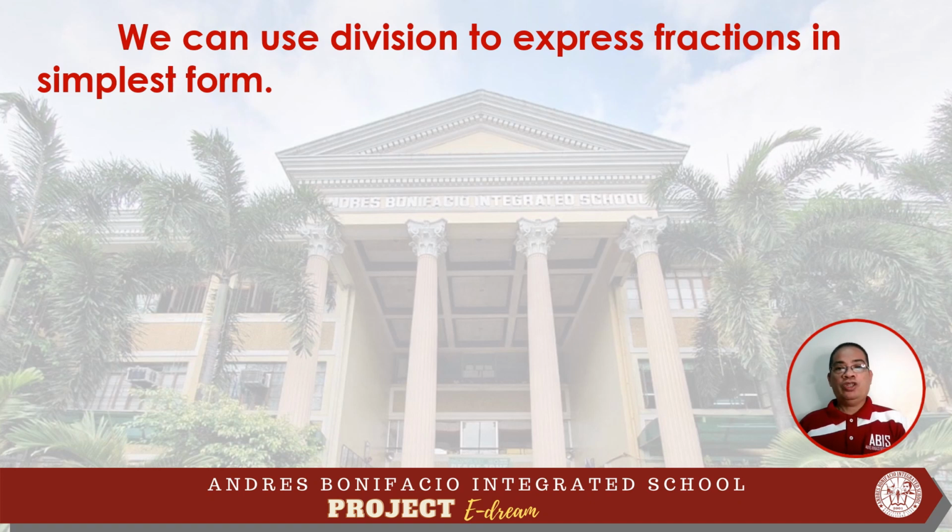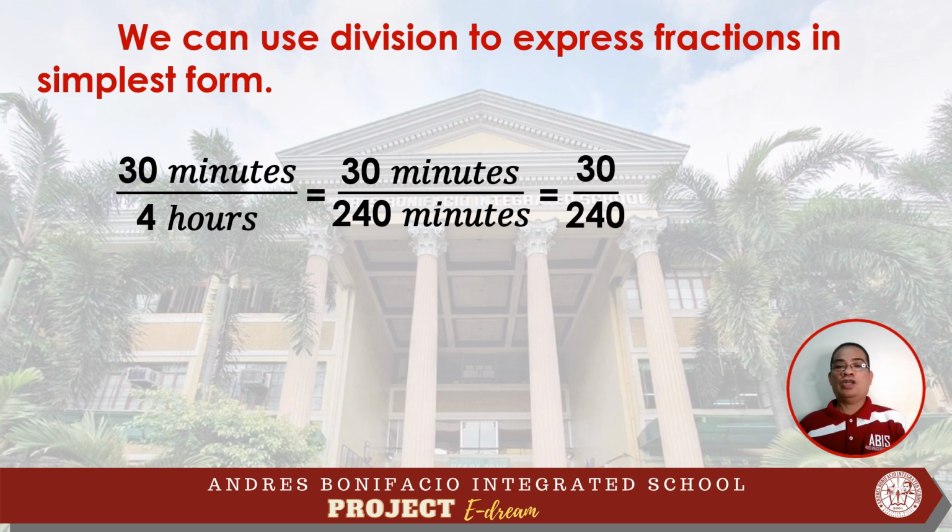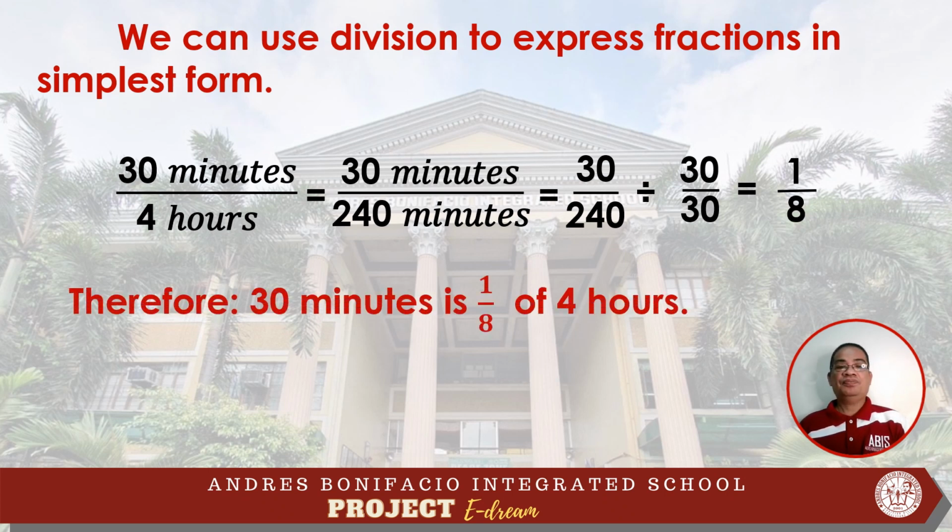We can use division to express fractions in simplest form. 30 minutes over 4 hours is equal to 30 minutes over 240 minutes, which is 30 over 240. The GCF of 30 and 240 is 30. 30 divided by 30 is 1. 240 divided by 30 is 8. So the answer is 1/8. Therefore, 30 minutes is 1/8 of 4 hours.